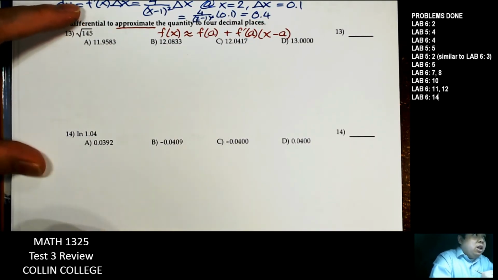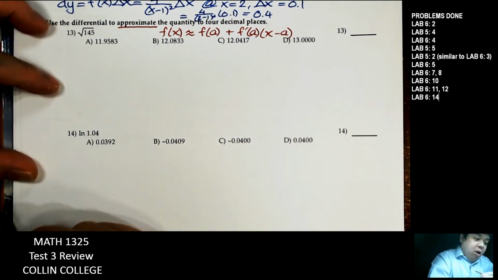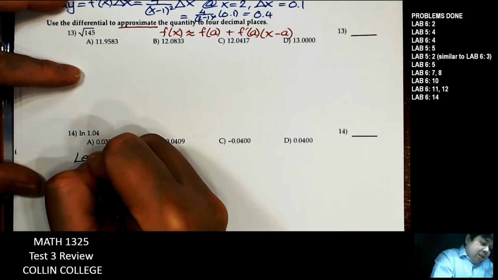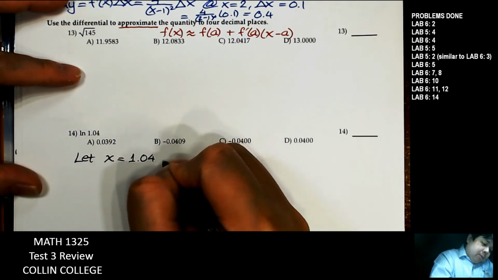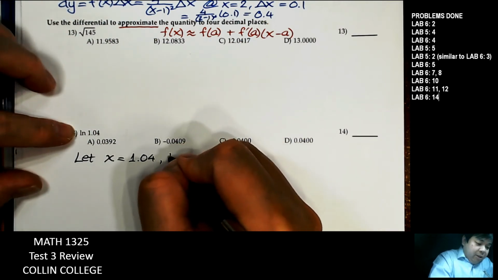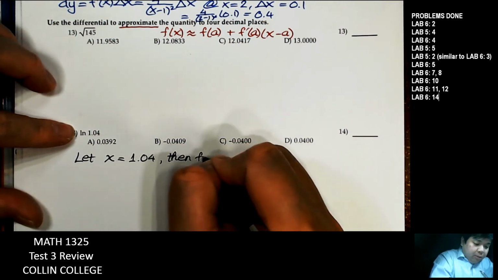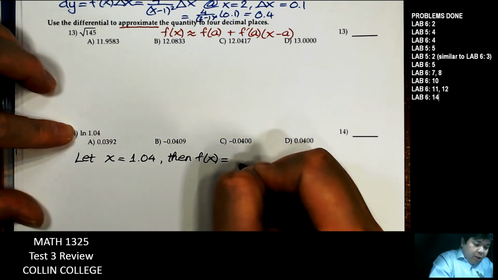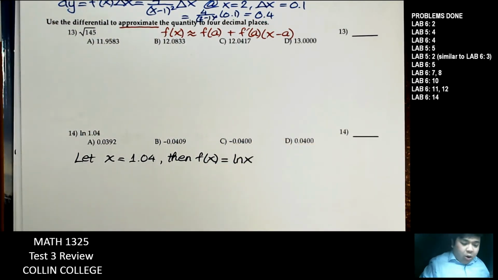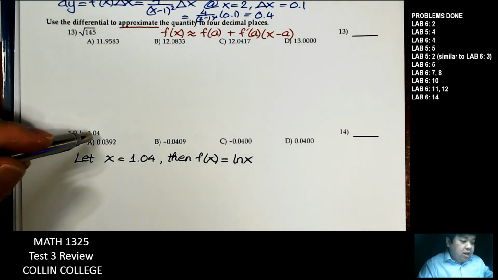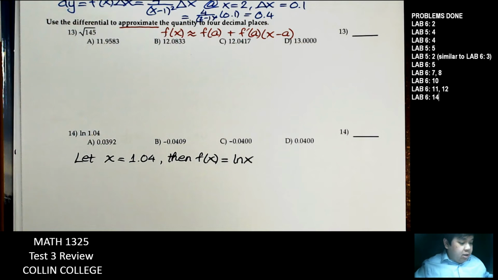Right, I'll get started on number 13 though. So usually for this problem, what we're looking for is the approximation, and the approximation for the function f of x will be f at 8 plus derivative times x minus 8. So it will be the same for both of these. Right. I'll do 14.